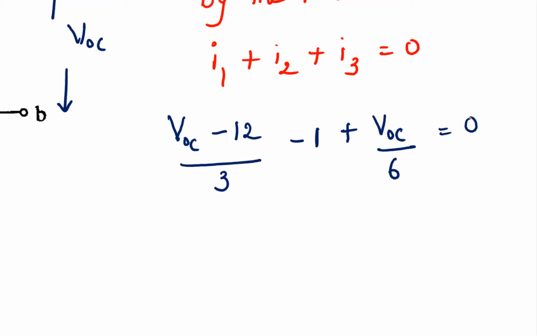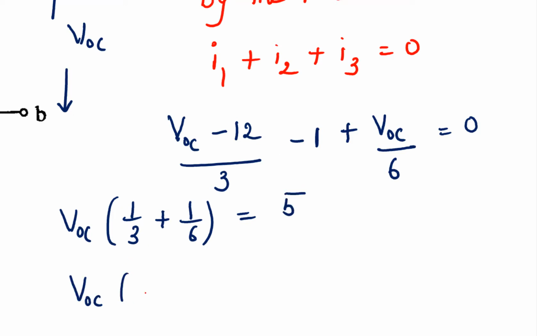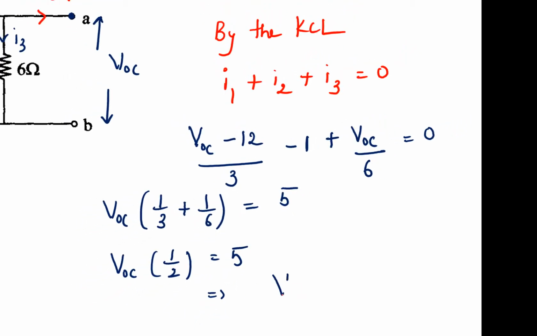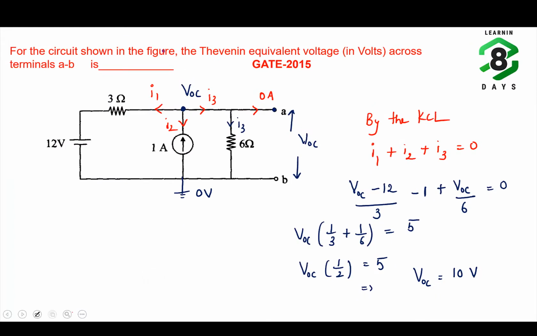So from this, if you take VOC common, 1 by 3 plus 1 by 6 is equal to 5. So VOC into 1 by 2 equals 5, which implies VOC is equal to 10 volts. So this is your Thevenin's voltage across the terminals AB.